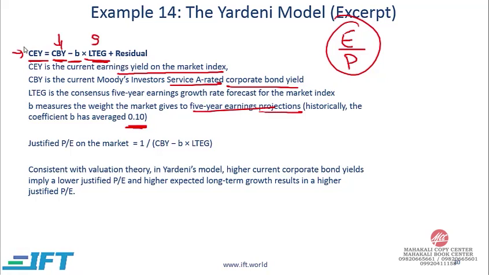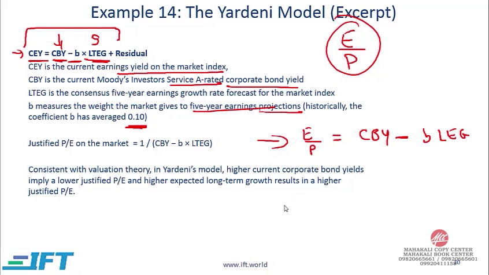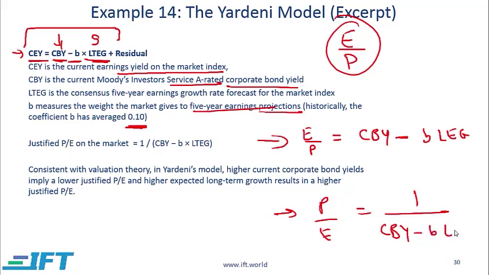So simplistically, you have this expression. Now, what does this say? This is saying that the earnings yield should be equal to the yield on corporate bonds, which is CBY, minus B into the long-term earnings growth rate. Okay, now what should the PE then be? So if this is what the justified earnings yield is, then what's the justified PE? The justified PE is simply equal to 1 over CBY minus B into the long-term earnings growth rate. All right, just the reciprocal.